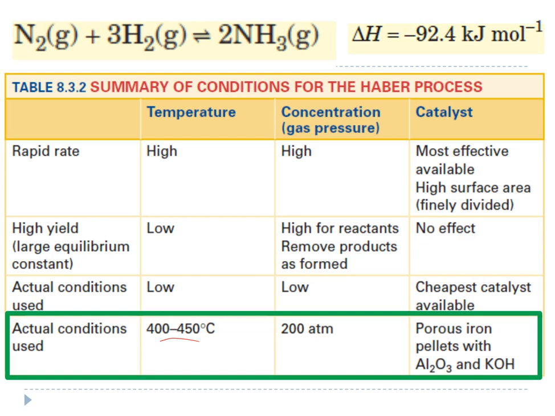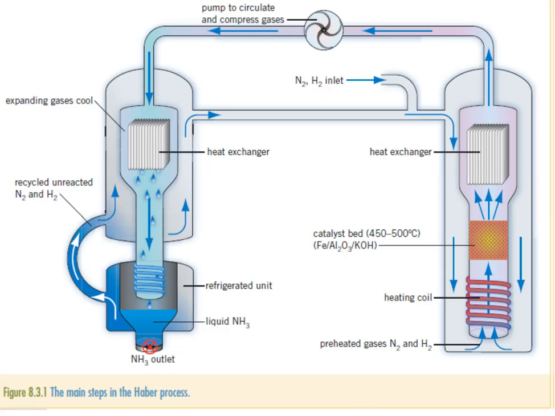So do we go for more yield and a slower rate, or do we push for the rate and sacrifice a little bit of the yield? This is the way that the Haber process is actually done. It has a heating coil here, which increases the temperature and it loads the gases in preheated that pass through the catalyst bed. This heat exchanger then drops the temperature and the gases are pumped through to the other reactor. Okay, we recycle unreacted N2 and H2, and the refrigeration unit actually causes ammonia to liquefy.